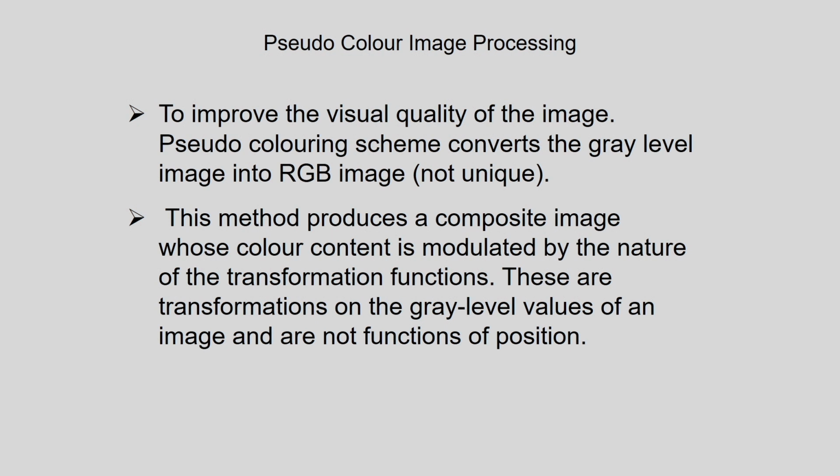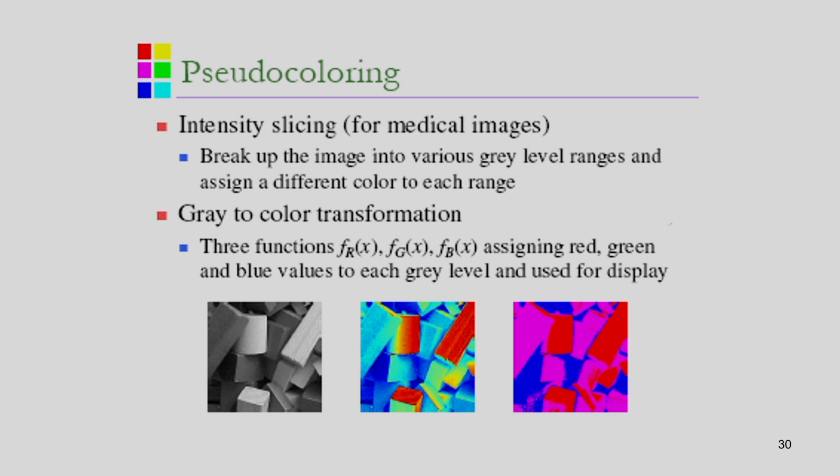And one point is important. These are the transformations on the gray level values of an image, but they are not a function of positions. Here you can see I have to define some transformation for the R component, G component and the blue component, that means I have to assign the red color, green color, blue color corresponding to gray level pixel intensity values. So this is nothing but the pseudo coloring. Pseudo coloring means the false coloring.